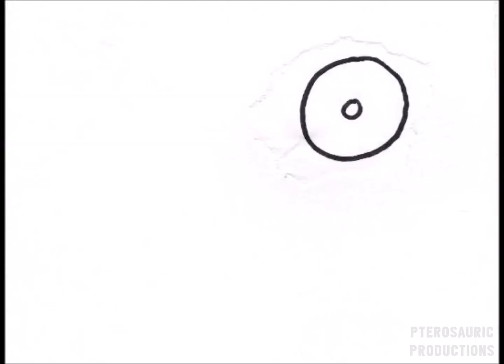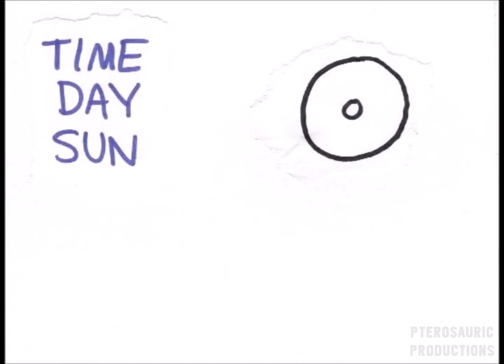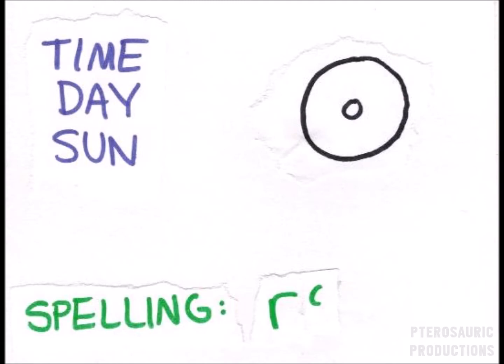This circle with a little circle inside of it means time, day, or sun. And it's spelled as R apostrophe. And if you remember from our alphabet video, the apostrophe is a soft A. Now, we don't know if they said it as ra or if they rolled their R's like ra or anything, so basically it's up to you on how to pronounce their R's.